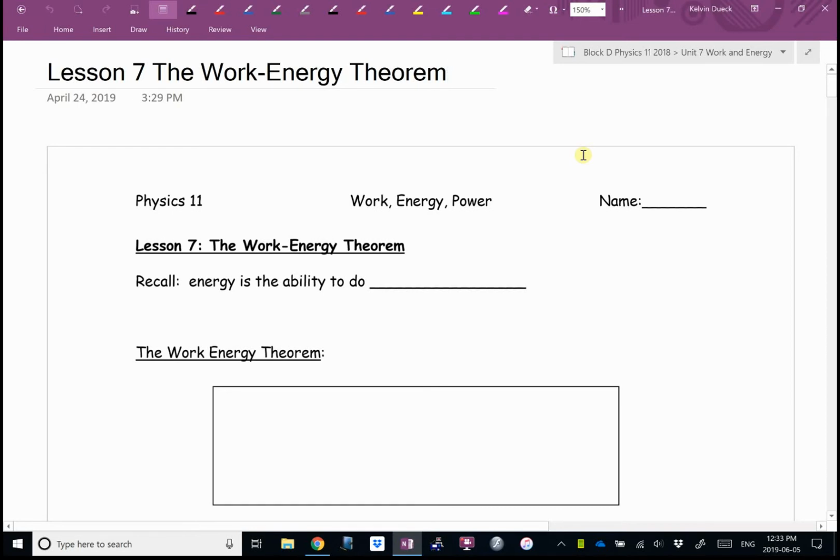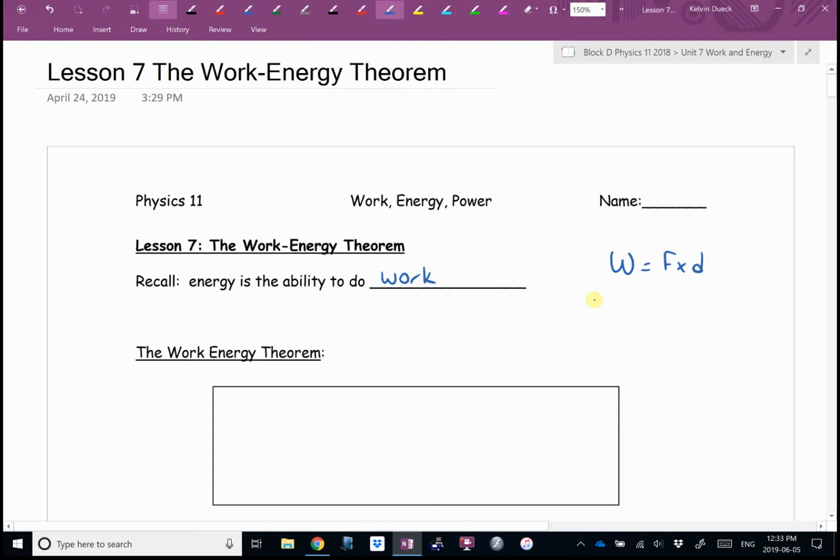I wrote down here, recall, energy was defined as the ability to do, who remembers the punchline? Work. Now, we originally said that work was force times distance. That only works for a constant force, and if the force and the distance are in the same direction. It's actually not that useful in an equation, especially in physics 12.